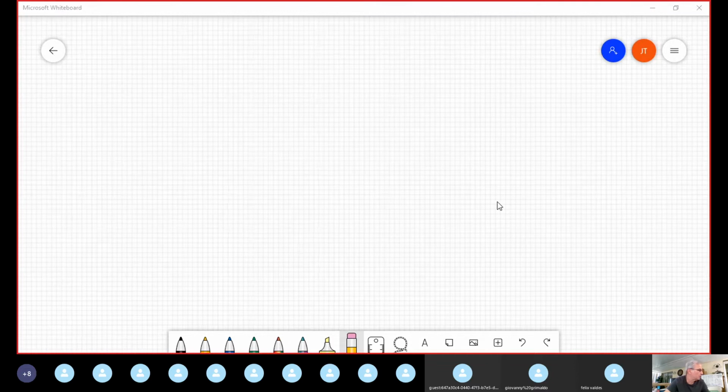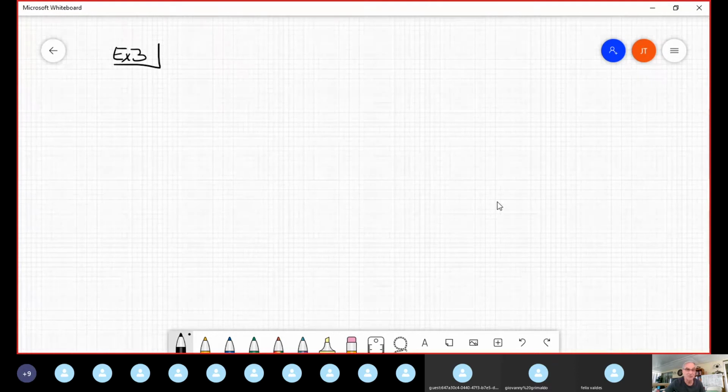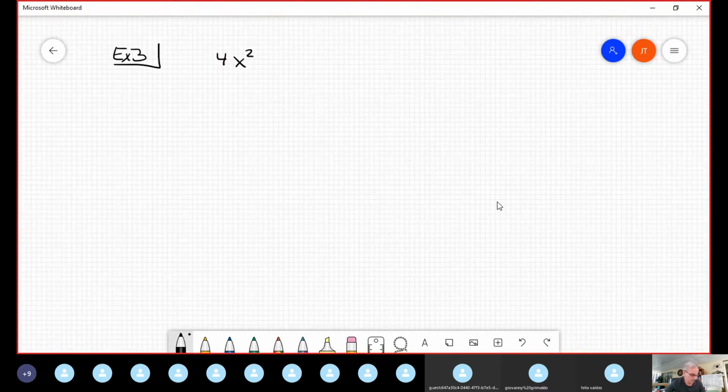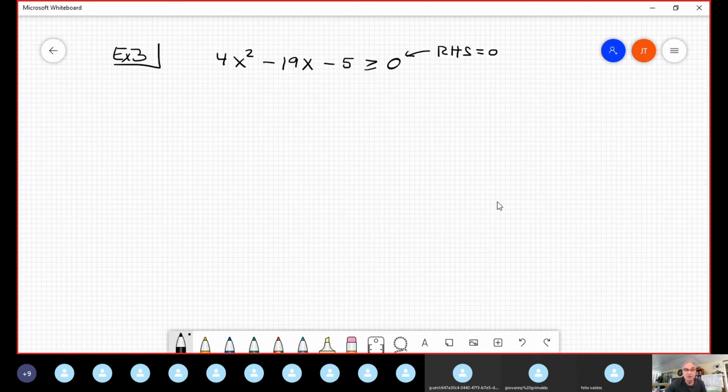Okay, let's go to the number 3 example. Number 3 example is easy, or relatively easy. It's 4x squared minus 19x minus 5, greater than or equal to 0. Solving this inequality. Oh, nice. I like that because the right hand side is 0. I don't need to do anything in that sense.